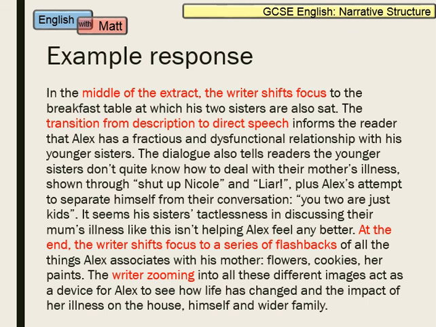Now, obviously, that may look like a lot, but what I'm trying to do is show you what you need to do in order to get level 3, level 4. And as you might expect, it's always quality, not quantity, of course, but part of that quality does come from writing enough. You can't just write a sentence and expect to get 8 marks, for example.